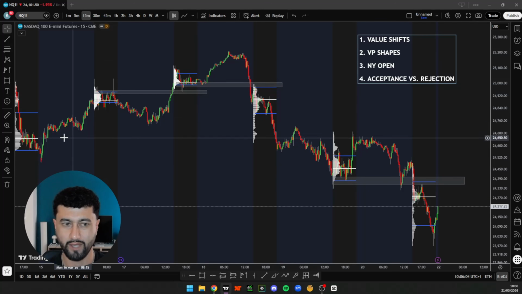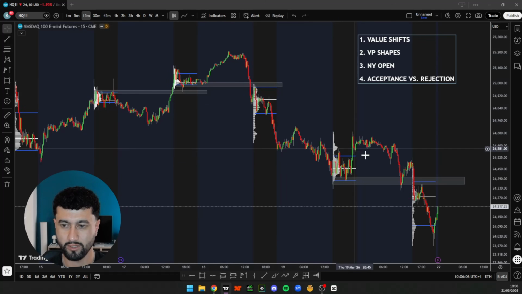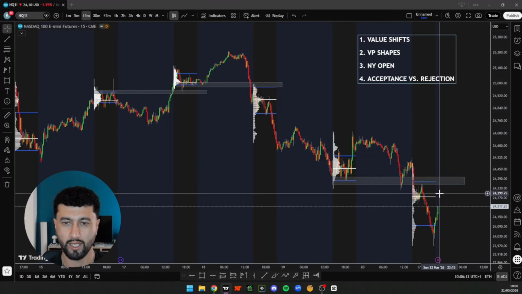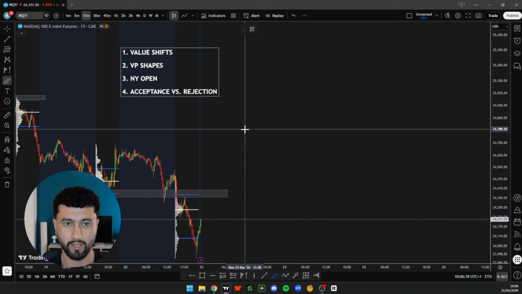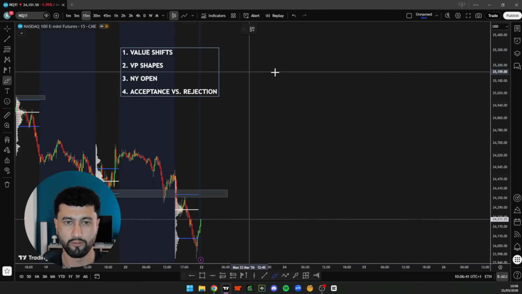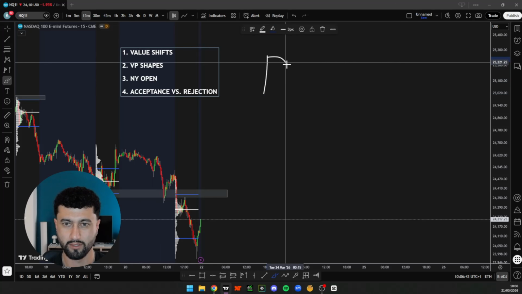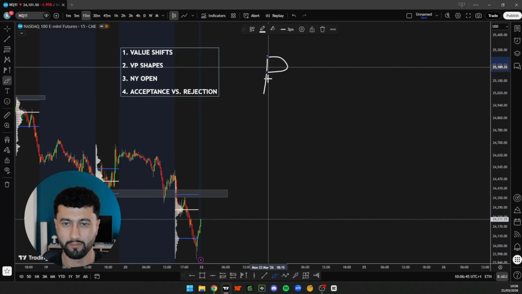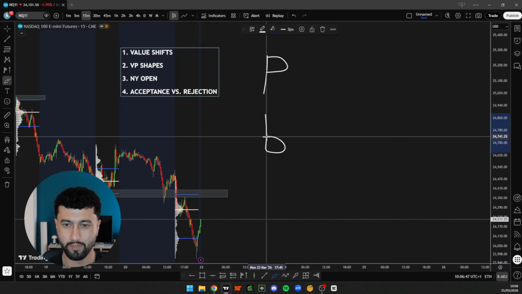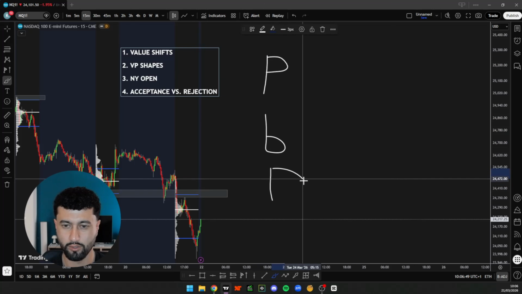So you can see how the value is shifting from upwards to more downwards, which can already give you an overall idea on how to treat the session for the next day. The second thing I look at on a daily basis is the volume profile shapes. There are three shapes in the volume profile that are most common. We have a P shape, then we have a B shape, and we have more of a D shape.